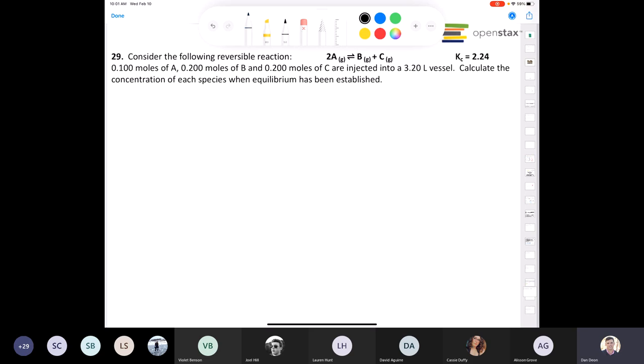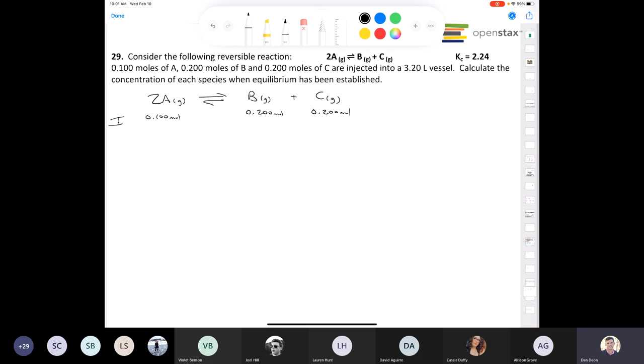Let's start by writing down our balanced equation. We've got 2A in the gaseous phase in equilibrium with 1 mole of B in the gaseous phase plus 1 mole of C in the gaseous phase. And it tells us that initially we start out with 0.100 moles of A, 0.200 moles of B, and 0.200 moles of C.